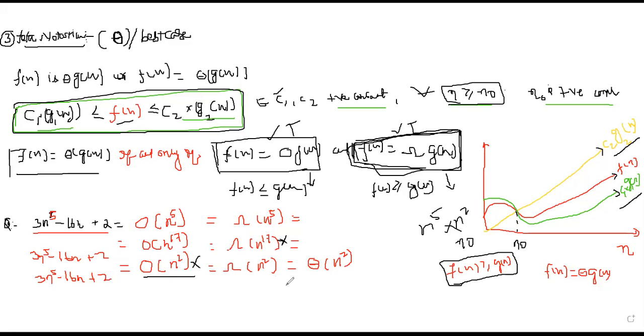No, sir. Fine, it is not. Can I write theta of n to the power of 17? No, sir, again this is not true. Can I write theta of n to the power of 5? Yes, sir. Yes, we can write n to the power of 5.